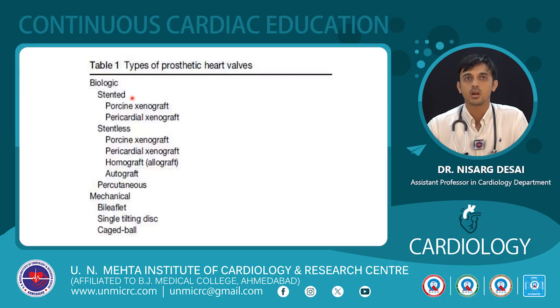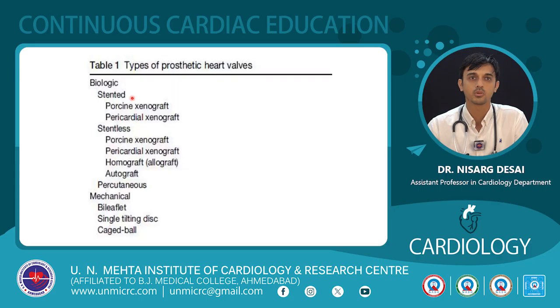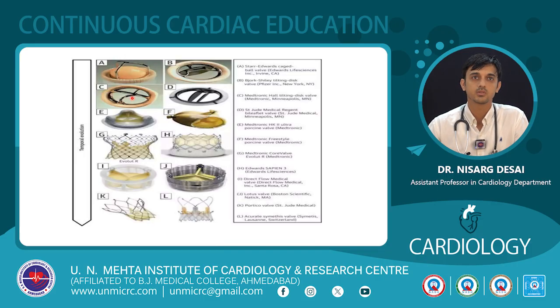So we'll start off with the introduction. We all know that there are two types of valves, biological and mechanical valve. Mechanical, in the old age, there used to be the caged ball valve, but no more it is being used. Then the bileaflet and the single tilting disc. We'll see the examples of each of them. Again, with biological valves, it can be stented or stentless. The stented valves can be either porcine, bovine, or pericardial. Likewise in the stentless. We'll see examples of each one of them.